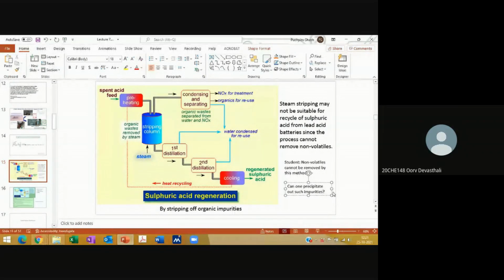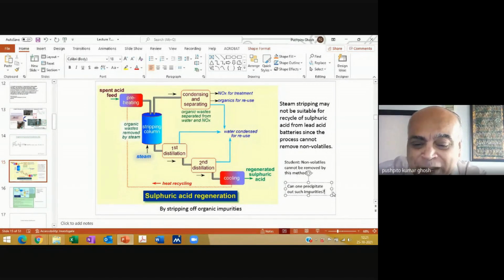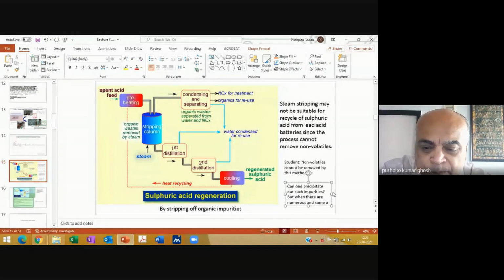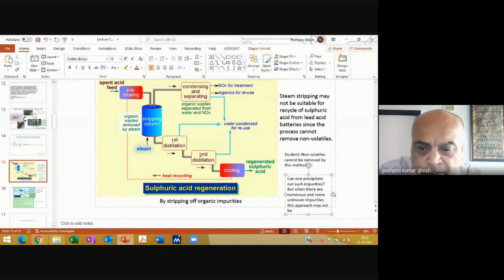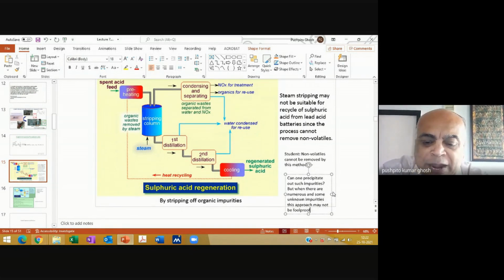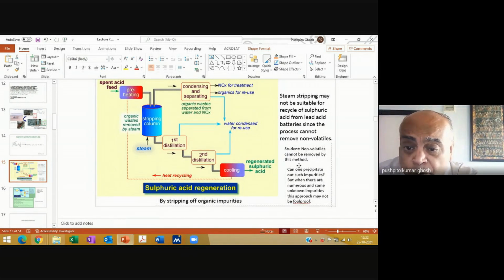So, but there are numerous impurities involved. So, how will we get specific for each type of impurity? That's the problem. When there are numerous and some even unknown impurities, this approach may not be foolproof. You might be able to take out some things, but not all things. But it's a great approach.